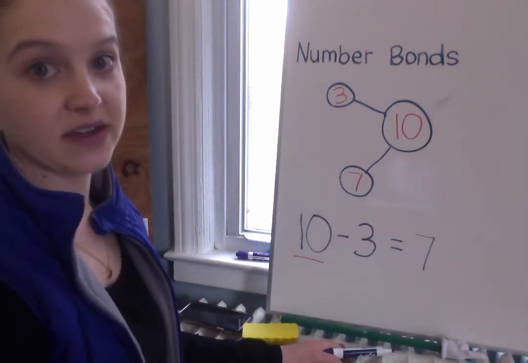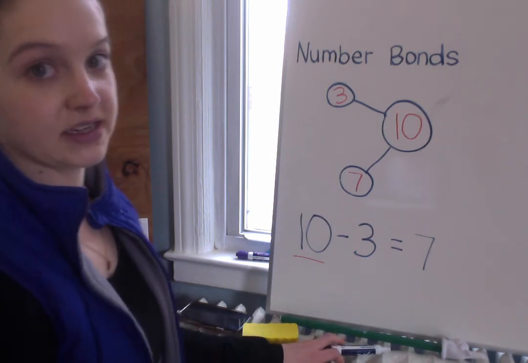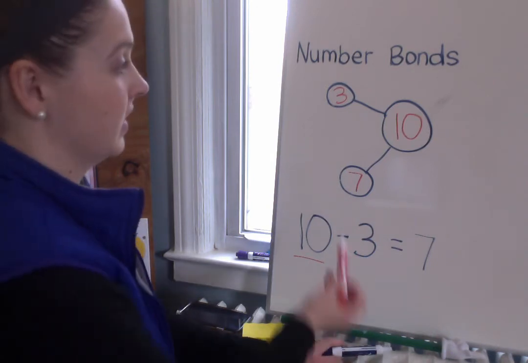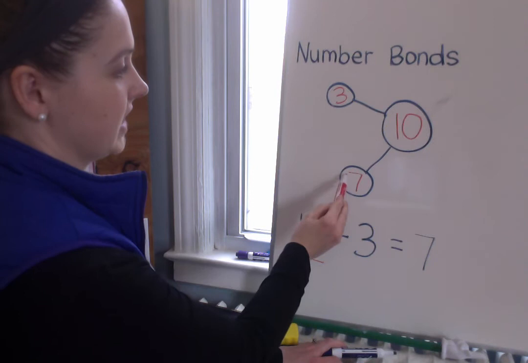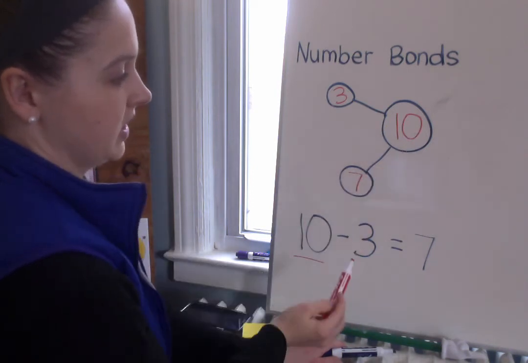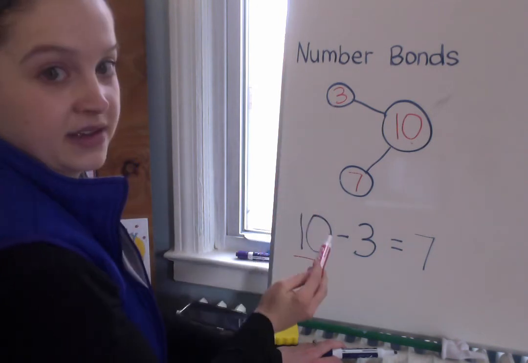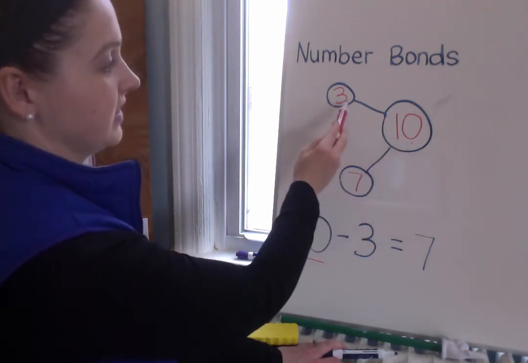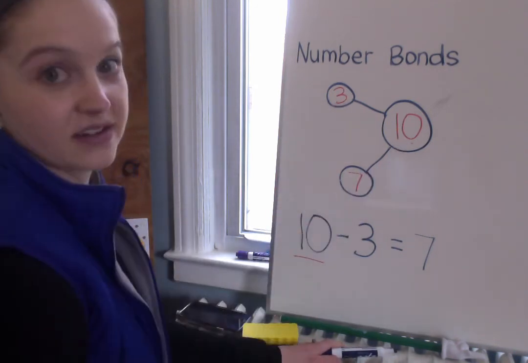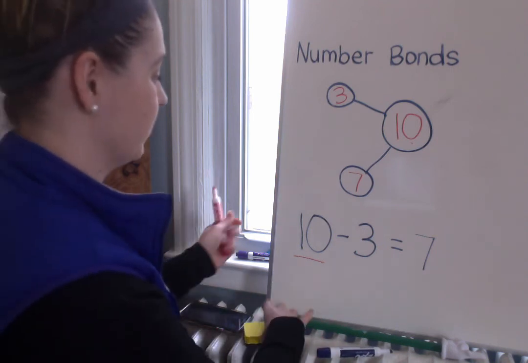I should still have the same triangle here, just like I did for 5 minus 1. I can do 3 plus 7 equals 10. I can do 10 minus 7 equals 3. Or I could do 10 minus 3 equals 7. Let's do one more example together.